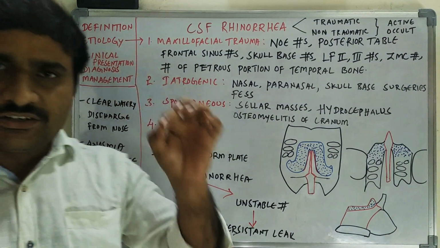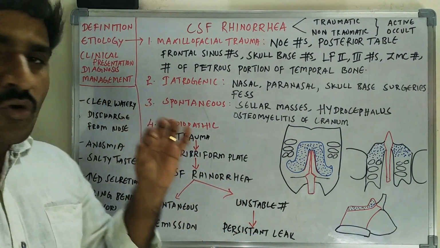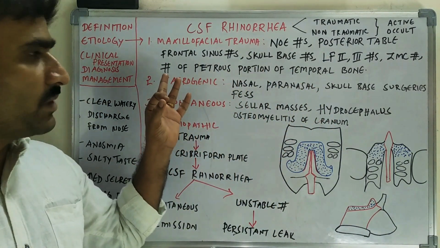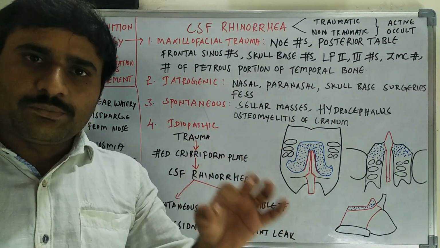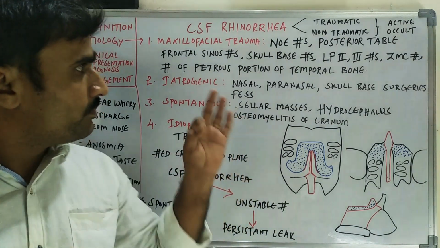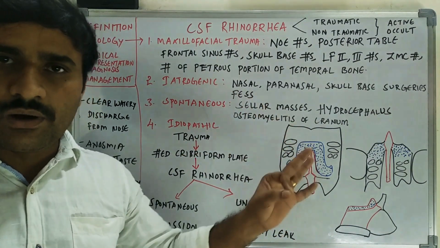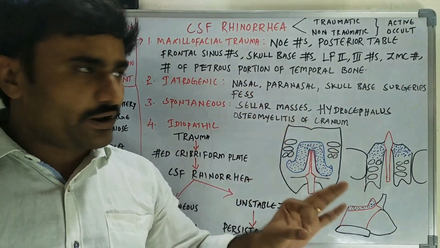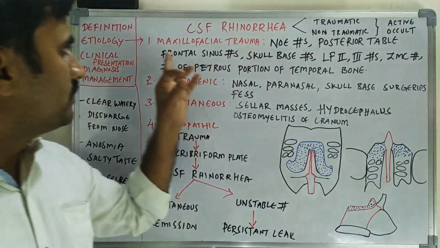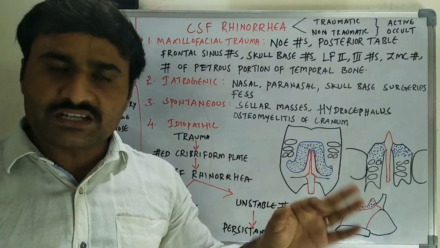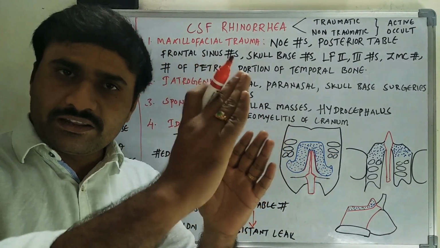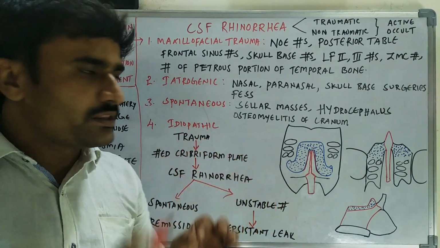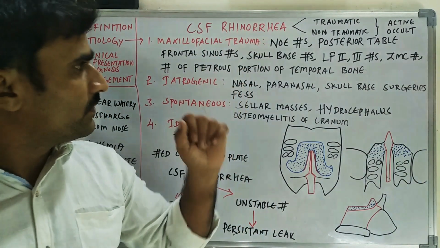Coming to the etiology, the most common etiology of CSF rhinorrhea is maxillofacial trauma. 80% of the cases are due to maxillofacial trauma. In trauma, we have NOE fractures, that is naso-orbito-ethmoidal fractures, and posterior table frontal sinus fractures. In the frontal sinus we have an anterior table and a posterior table. If there is a fracture of the posterior table, then there are high chances of getting CSF rhinorrhea.